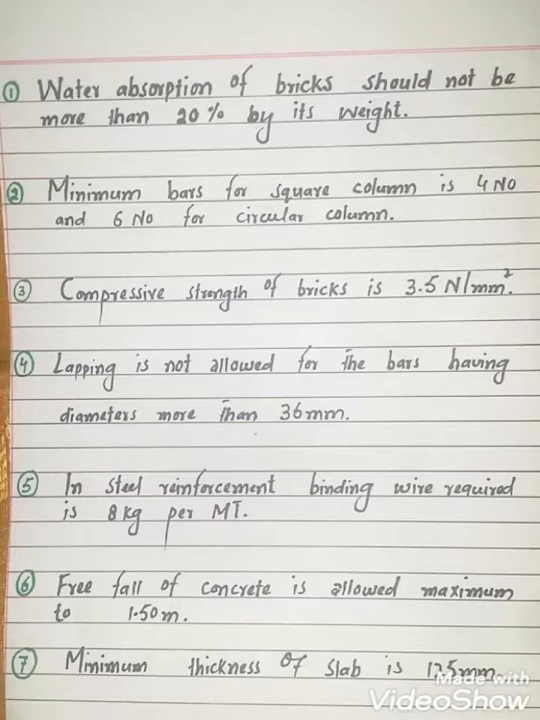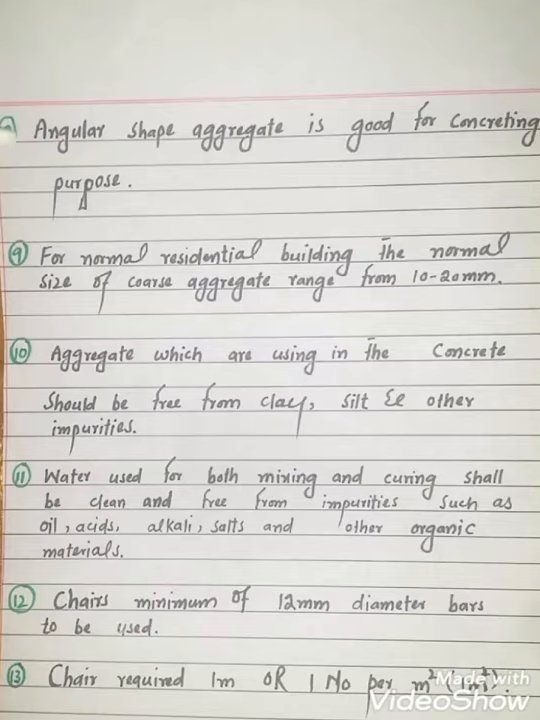Key point number 7: The minimum thickness of a slab is 125 millimeter. Key point number 8: Angular shape aggregate is good for concreting purposes. My dear friends, if the shape of the aggregate is angular, it can make a good bond. If the shape of the aggregate is rounded, it can increase the workability but decrease the strength of concrete.